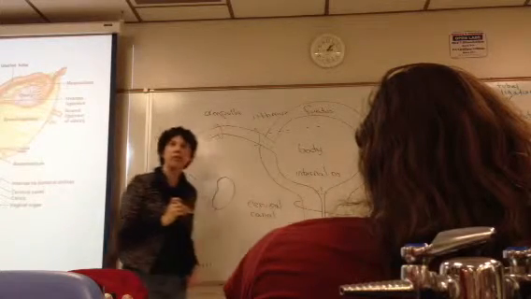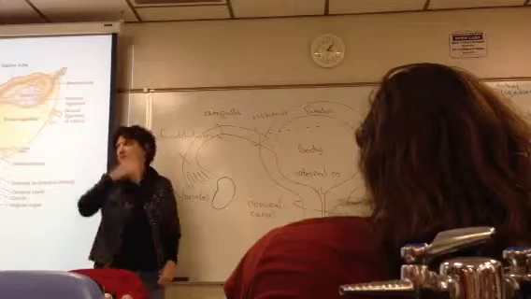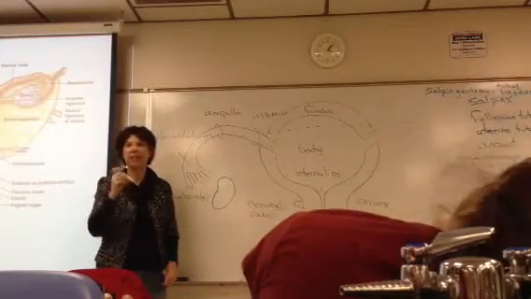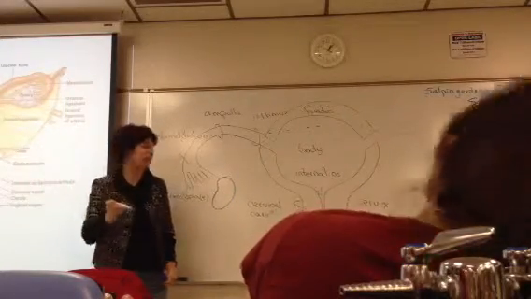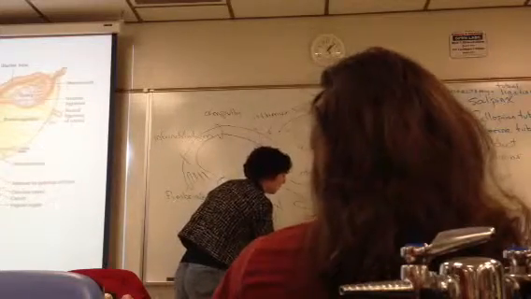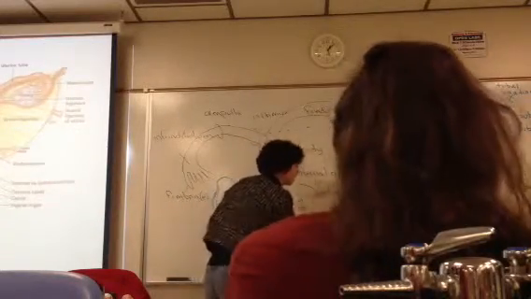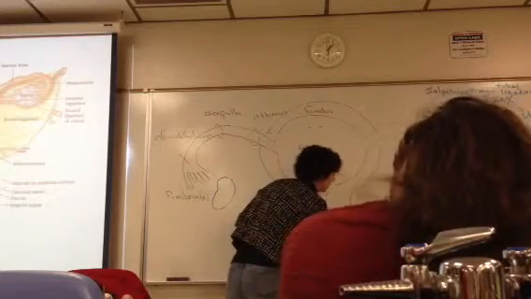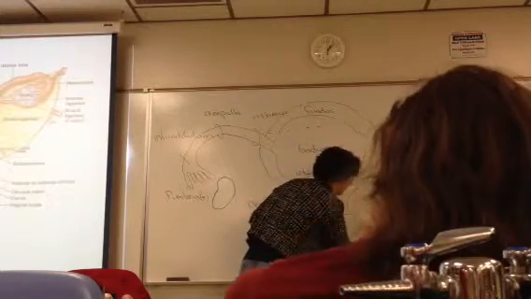So we have the internal os. That's where the baby's head, if it's being born, is going to pass through to get into the cervical canal. And the sperm coming up are going to pass through the external os first. They're going in opposite directions from the baby.